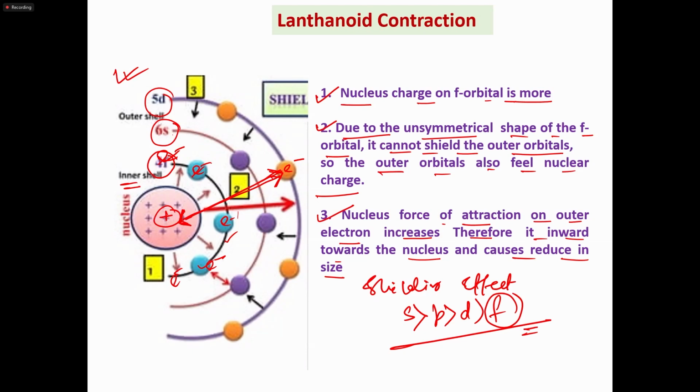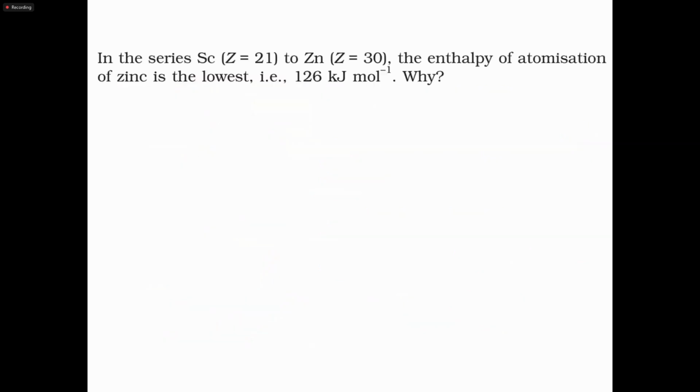The reason is the poor shielding effect of the f orbital. Now the question is why the f orbital has poor shielding. Because it has an unsymmetrical shape, and the nuclear charge of the f orbital is more than the s orbital and the d orbital. So here I will stop this topic, and another in this class I will discuss about this.